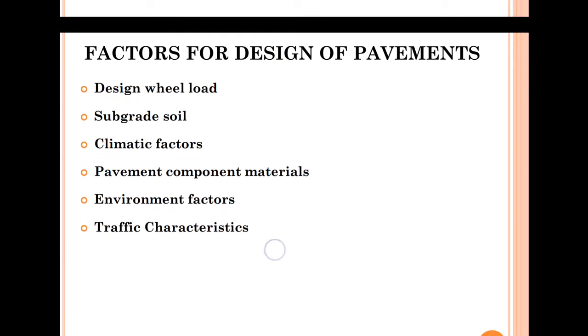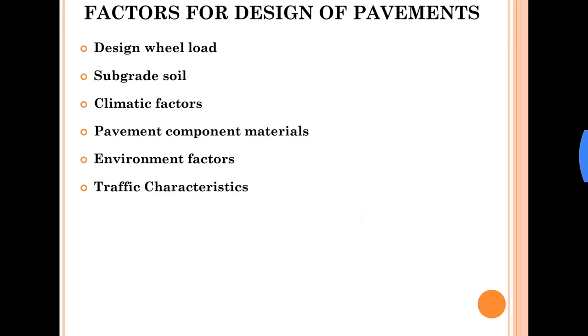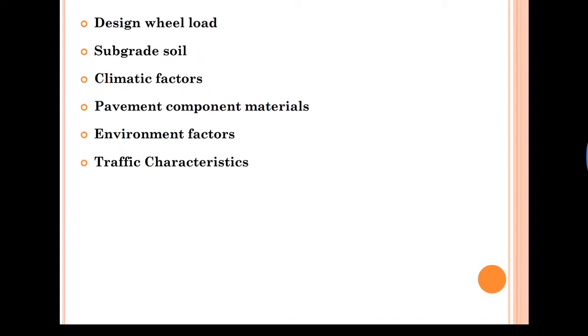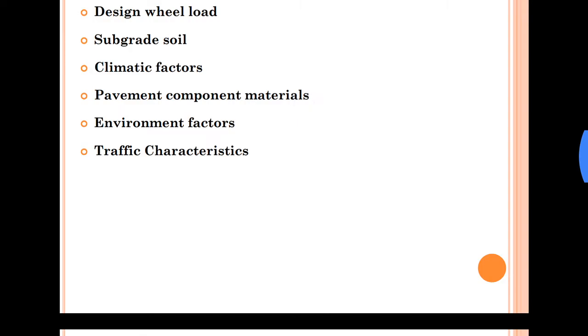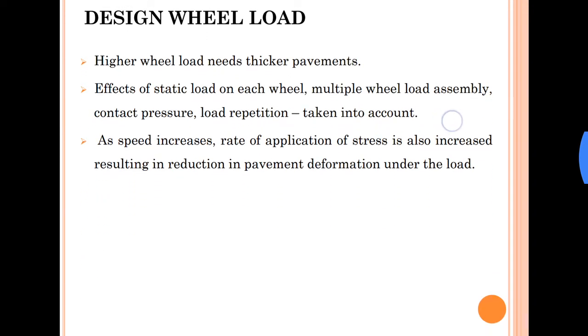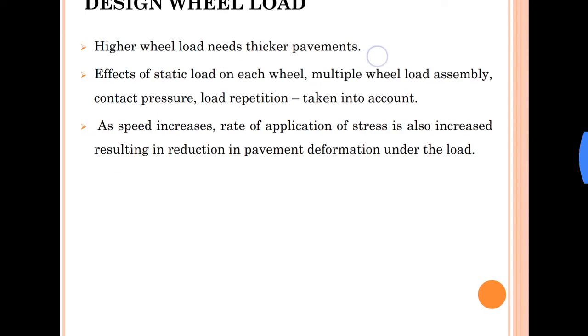Factors for designing of pavements. What are the factors that we need to consider while designing pavements? First one is design wheel load, then subgrade soil, climatic factors, pavement component materials, environment factors, and traffic characteristics. Under design wheel load, it is obvious that if the design wheel load is on the higher side, then the thickness of the pavement would increase. So higher wheel load needs thicker pavements.